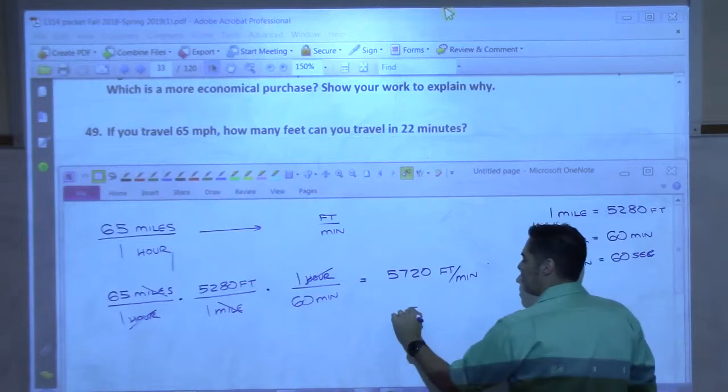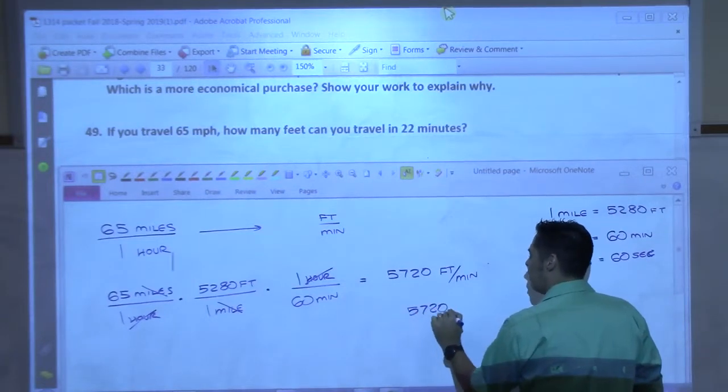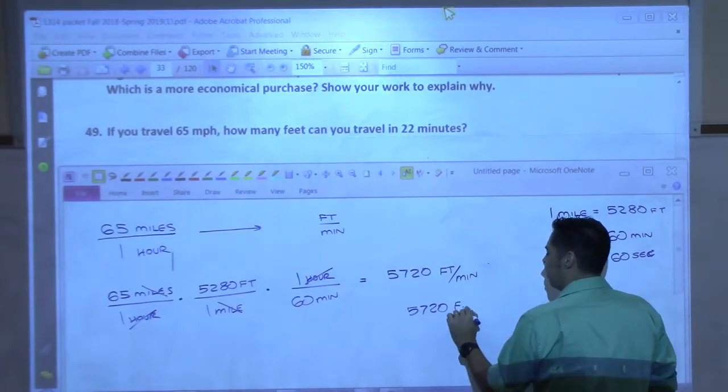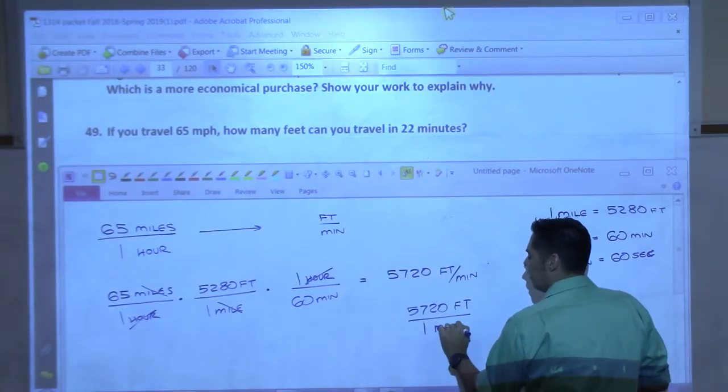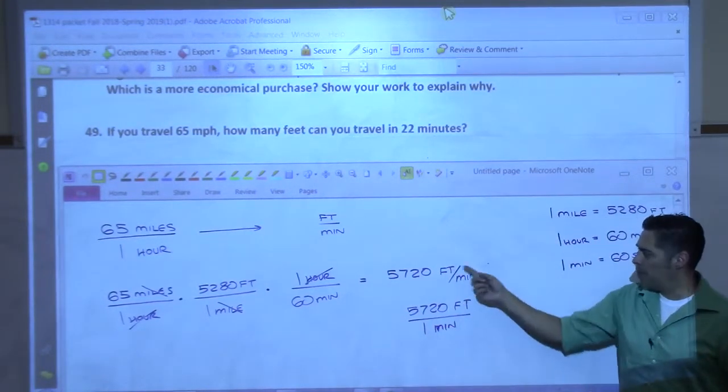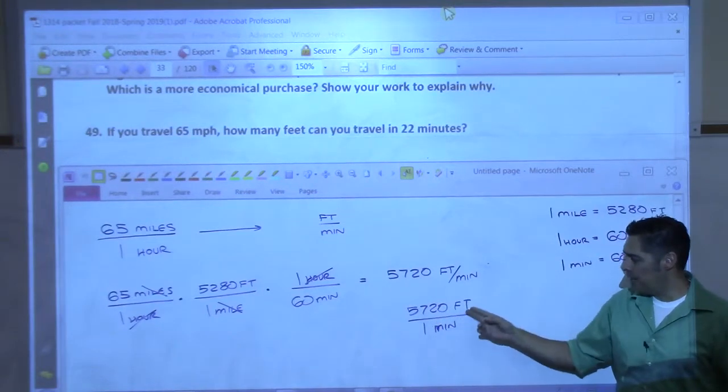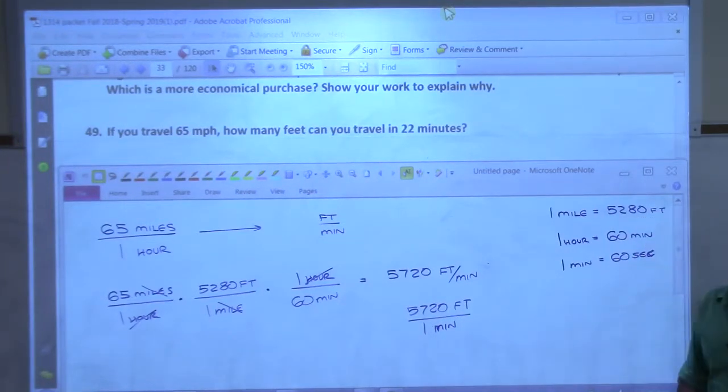Now realize that this is really saying 5,720 feet per 1 minute. That's what that means, all right? Feet per minute means 5,720 feet in 1 minute. Yes?